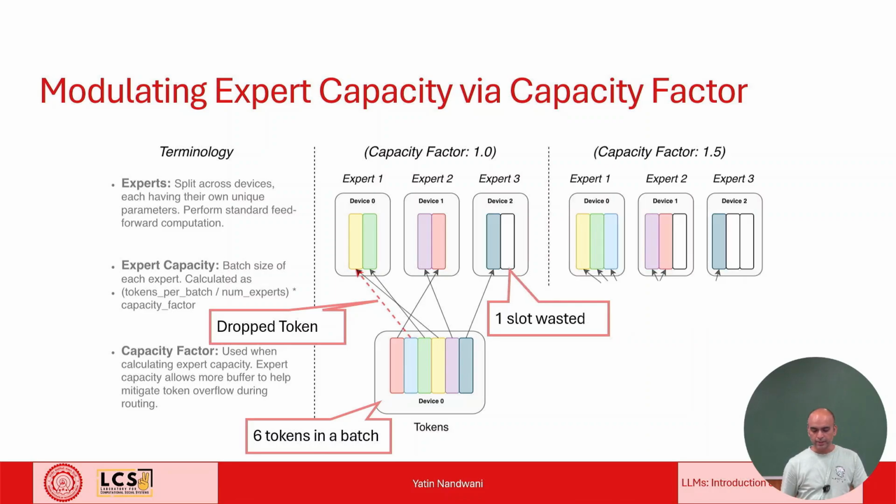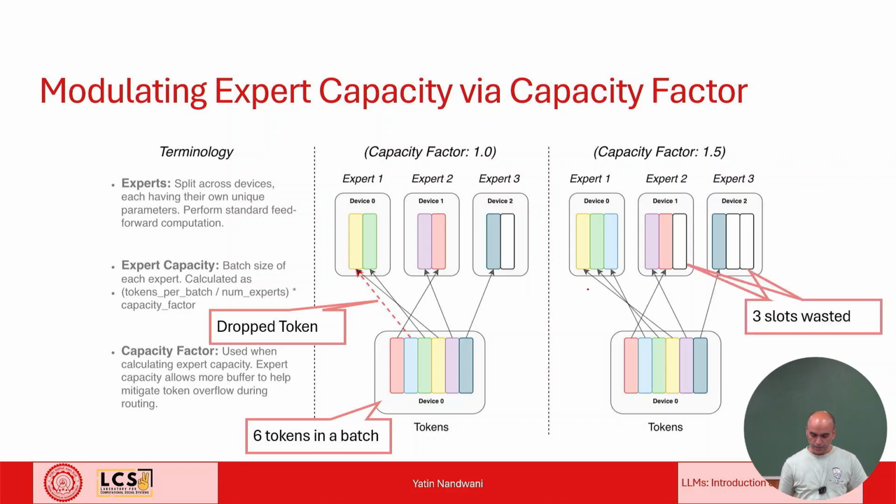Okay. Now if I increase the capacity factor to 1.5, that means earlier, for 6 tokens on 3 devices, I was distributing uniformly. I was keeping expert capacity as 2 with capacity factor 1. With 1.5, I increase it to 3 tokens. Now here, the token is not getting dropped. This token which was getting dropped earlier, we have capacity for it. But then there are 3 slots wasted now. Of course, there is going to be wastage in this case.